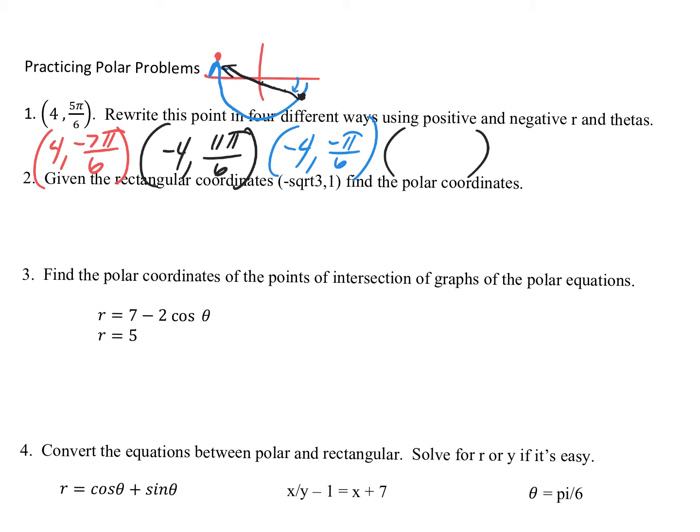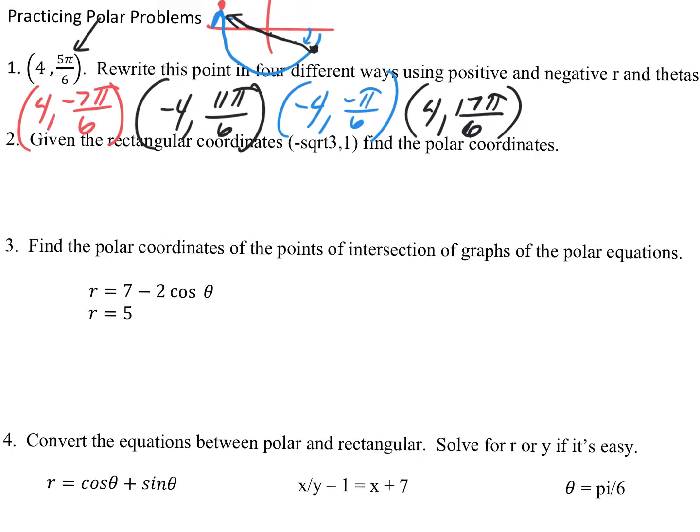Oh, interesting. I didn't intend for it to be rectangular. So how about this? And I get it. I wasn't clear on that. So who has a fourth way that involves polar? Yes, in the back. EE. I did 4 comma 17 pi over 6. And you did that by basically adding 2 pi, which would be 12 pi over 6 to the original. And that is correct. Good job.